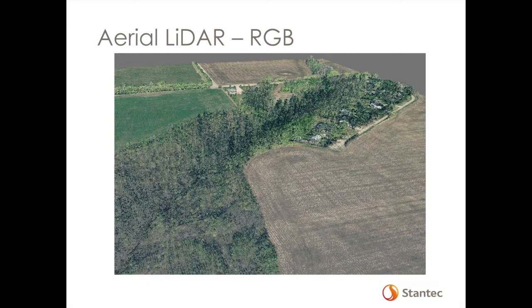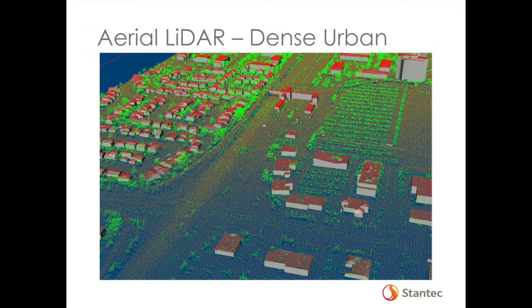Other steps you can do is actually color the point cloud, similar to how we did the terrestrial. You can take an aerial image and color a point cloud with it. So it looks a little bit more realistic when you start looking at it from this side. You can start making out crops and trees and buildings a little bit better. Then you get into more of a dense urban environment with LiDAR.